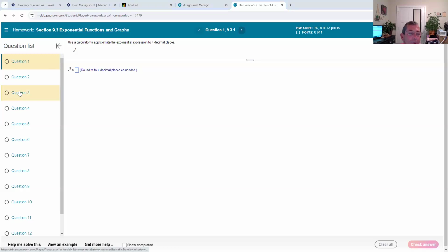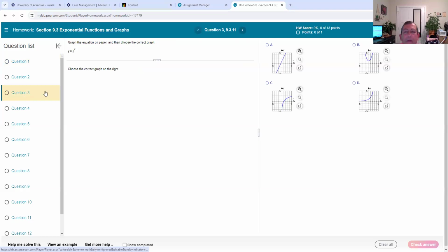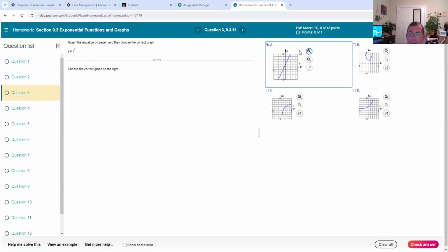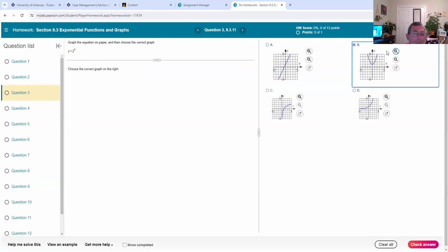So these start at number 3. All right, y'all, so number 3, y equals 2 to the x. A, B, C, or D? And y'all, there's only one of these that looks like what we said it had to look like. Right? We weren't drawing no straight lines on these. We weren't graphing parabolas.